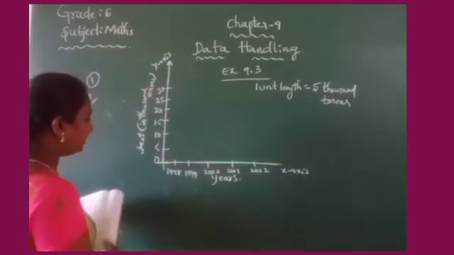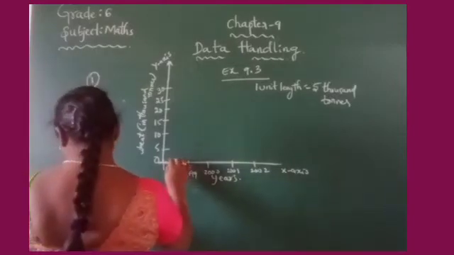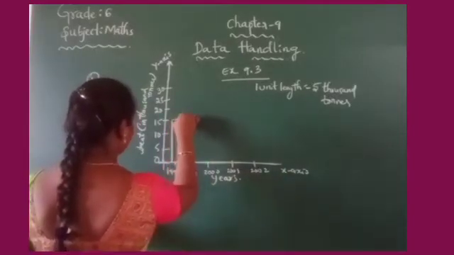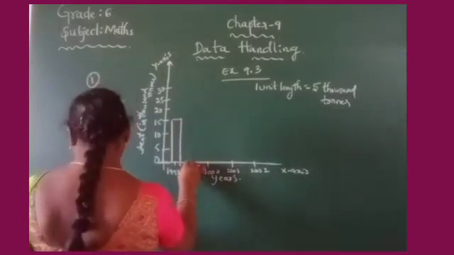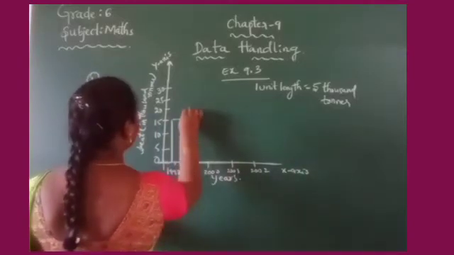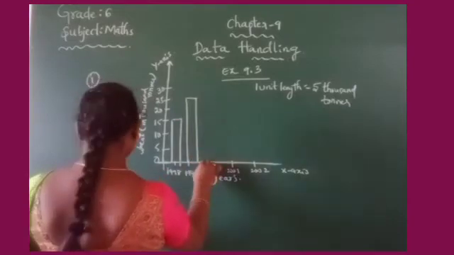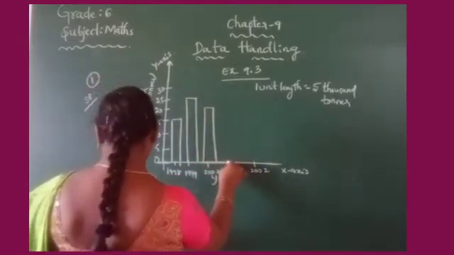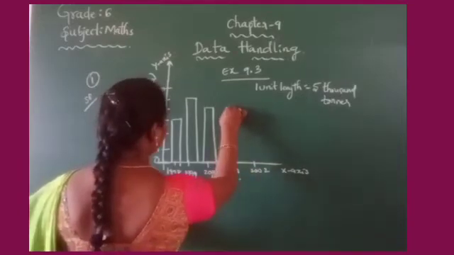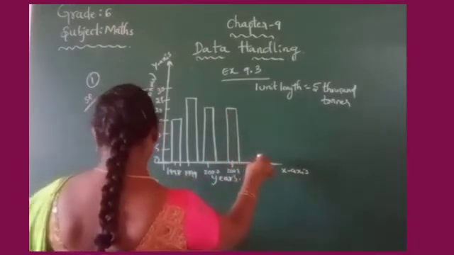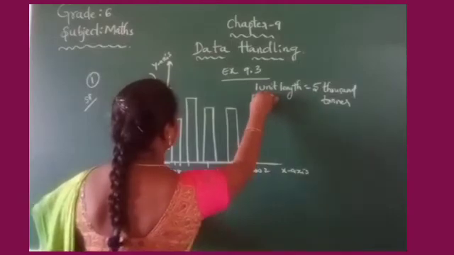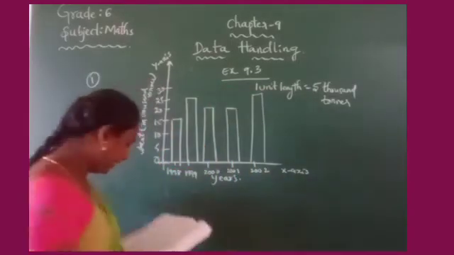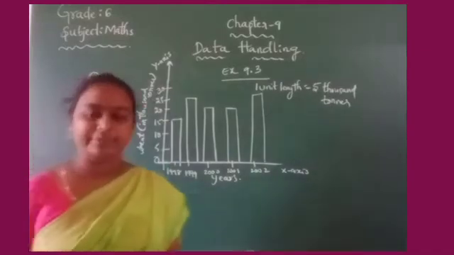In the year 1998, how much wheat production is there? 15,000. So 15,000, and in 1999, 25,000. Next, in 2000, 20,000, and 2001, 20,000, and 2002 is the maximum, that is 30,000. Here 30,000, the wheat production maximum.